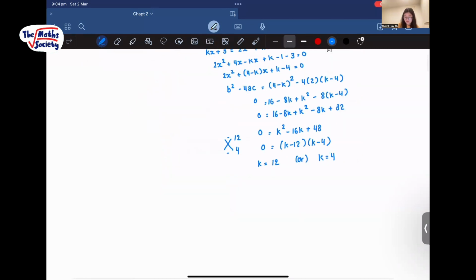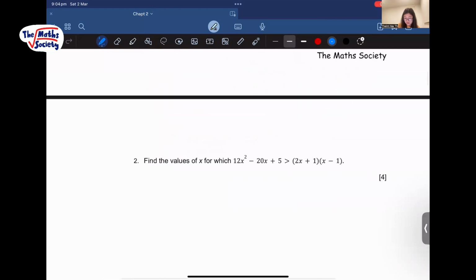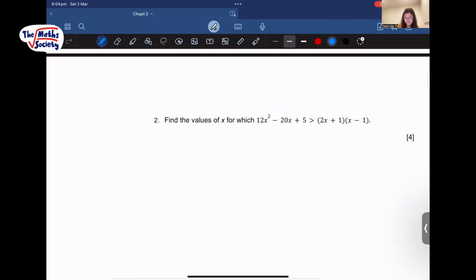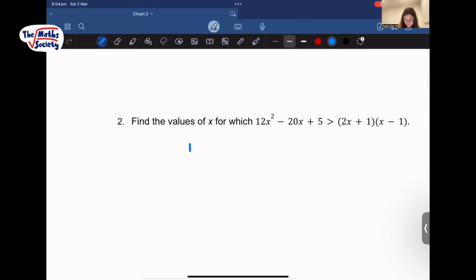Okay. And then the second question, which asks to find the values of x for which 12x squared minus 20x plus 5 is greater than (2x plus 1) multiplied by (x minus 1). So we'll first write it out. 12x squared minus 20x plus 5 is greater than 2x plus 1, and then x minus 1.